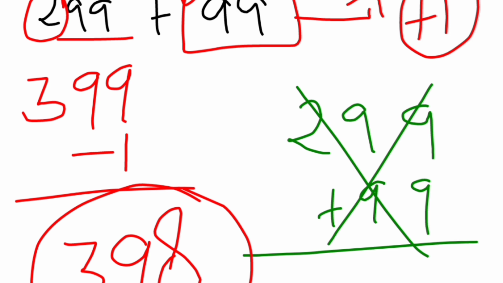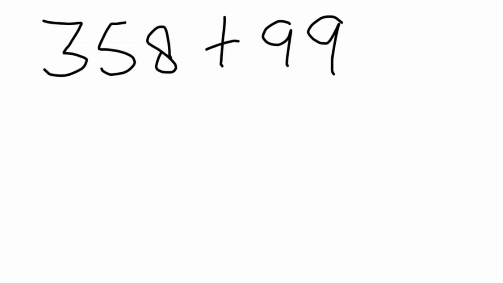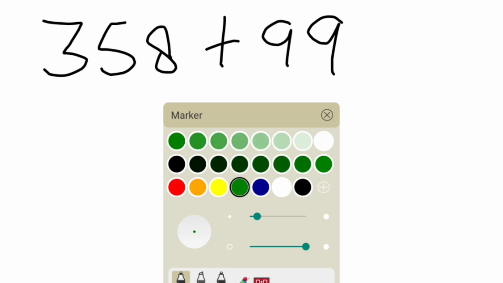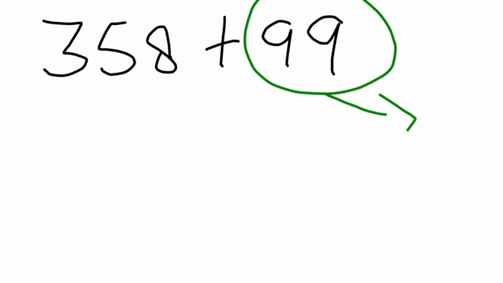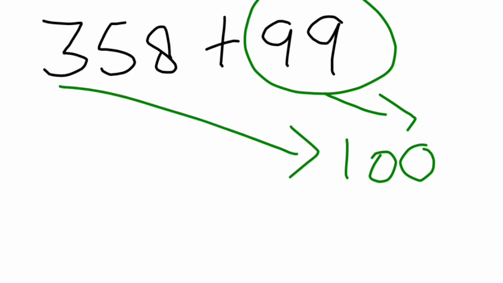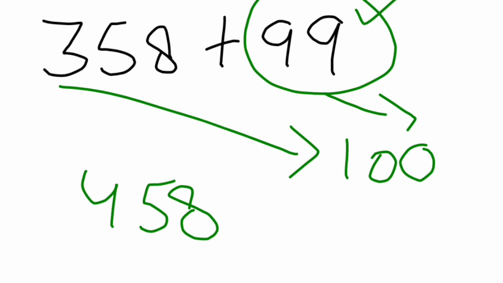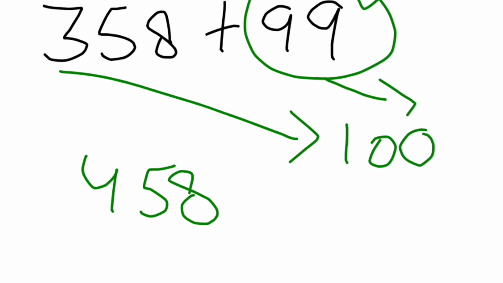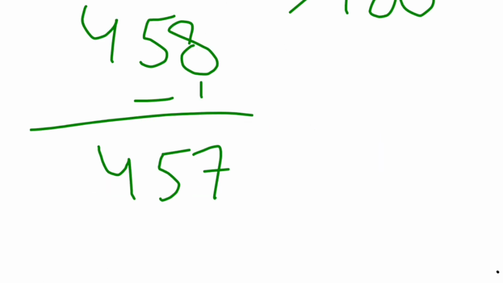Now let's take some more examples to understand it more clearly. Add 358 to 99. So same thing we'll do. We'll assume the nearest number to it, which is easy to add, that is 100. So 100 plus 358 is 458, but you have to add 99 and you have added 100, that is one more. So we'll subtract 1 from it. So 457 is the answer of 358 plus 99.